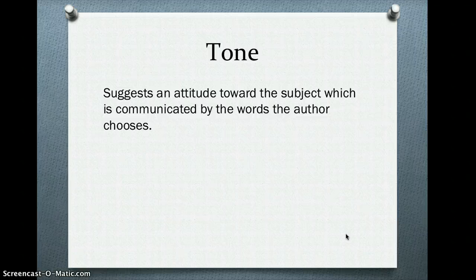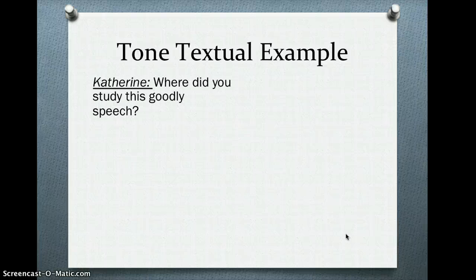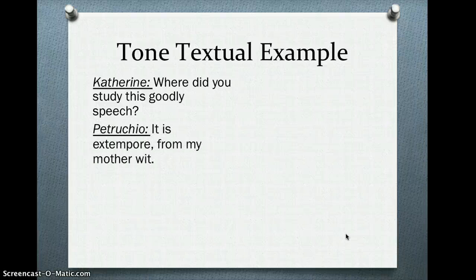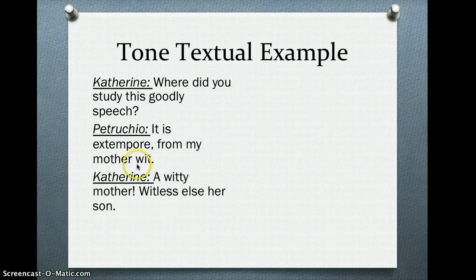All right, that brings us now to tone. Tone suggests an attitude towards the subject which is communicated by the words the author chooses. The key word here is that tone is through the author's point of view. This is better explained through an example. Here is a scene where Catherine and Petruchio first meet, and Petruchio is going off. Catherine says to him, "Where did you study this goodly speech?" So, where did you come up with all these remarks? And he says, "It's extempore from my mother wit." So he's saying it's natural, I'm a natural witty person. And she says, "A witty mother, witless else her son," making fun of the fact that he says mother wit, essentially saying, too bad her son isn't all that funny.